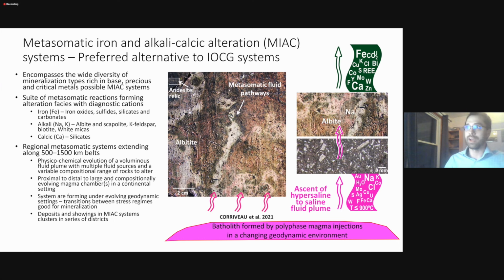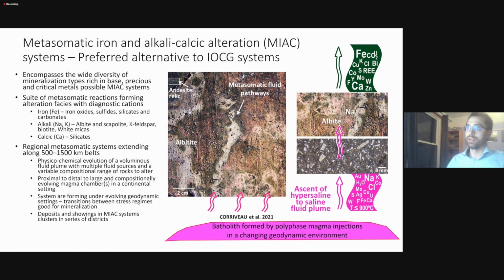One of them is iron. Iron is ubiquitous in the formation of these systems. They are known to form large zones of iron enrichment in the crust. And what is also important is that this iron enrichment is not necessarily just forming iron oxides like magnetite and hematite, but also can be manifested by the extensive formation of iron sulfides, iron silicates, and iron carbonates. And this has implications as well for some vectoring tools or targeting tools that I will be discussing a little bit later.